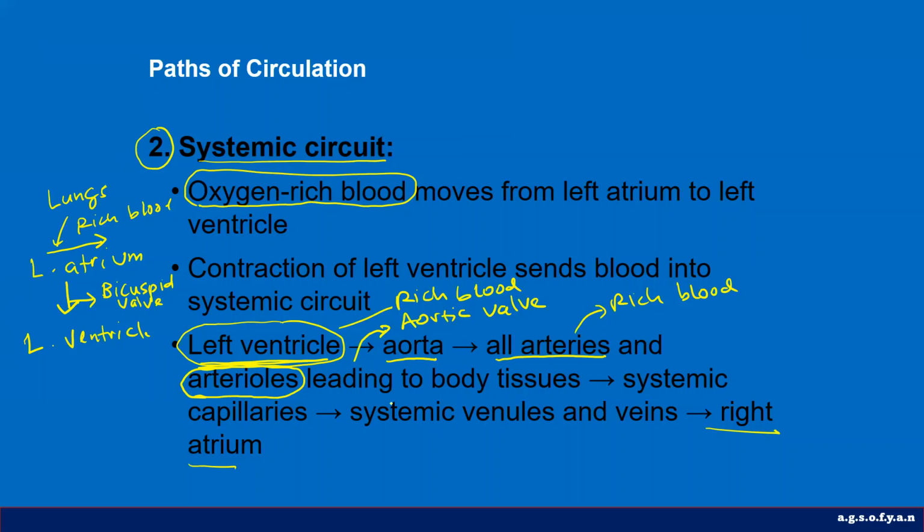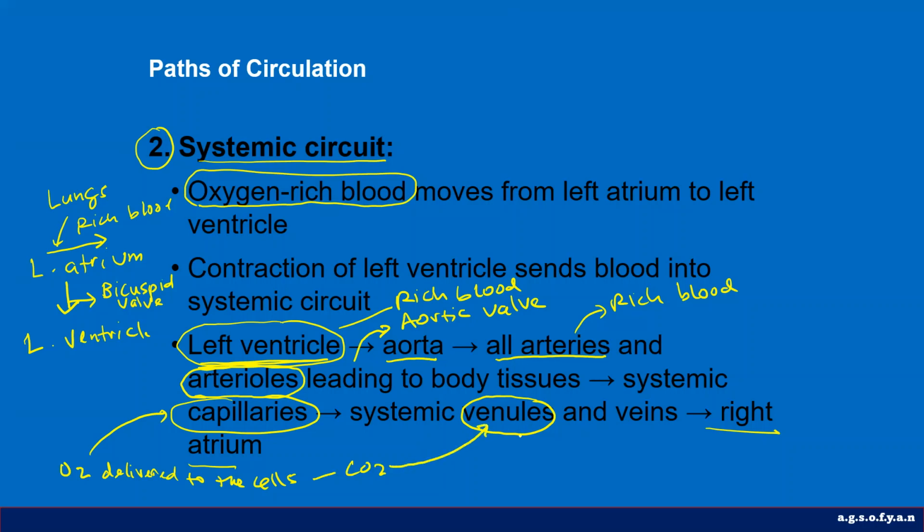And then with the venules, they make the capillary, and there will be exchange in the capillary. Mostly oxygen will be delivered to the cell. The cells, after using the oxygen, will produce carbon dioxide, and the carbon dioxide will enter into the venule. So starting from the venules, the blood becomes poor blood.